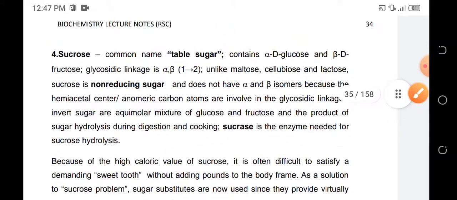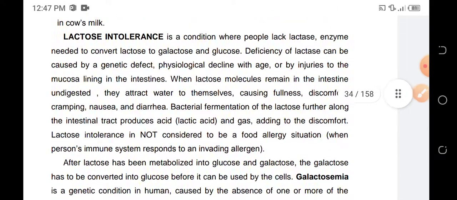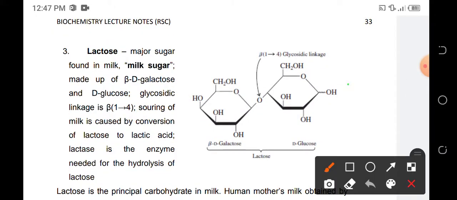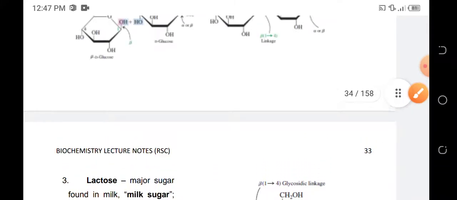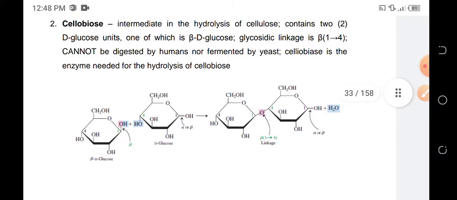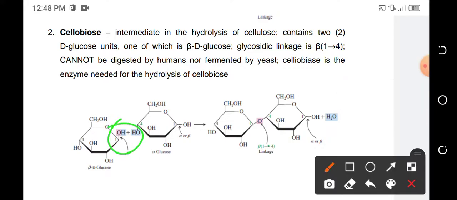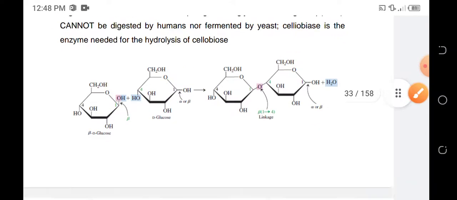Unlike dun sa, balikan natin si lactose. Meron pa kasi siyang free carbon atom or free anomeric carbon atom. So, ito pwede pang maging alpha or pwede pa siyang maging beta, kasi nga isa lang yung involved sa glycosidic linkage formation. Okay? Pati din si cellobiose. Itong hemiacetal carbon atom lang na to ang involved. Ito, hindi siya involved. Kaya may possibility pa na magkaroon ng alpha and beta anomers.